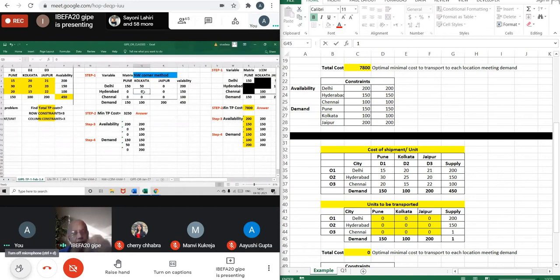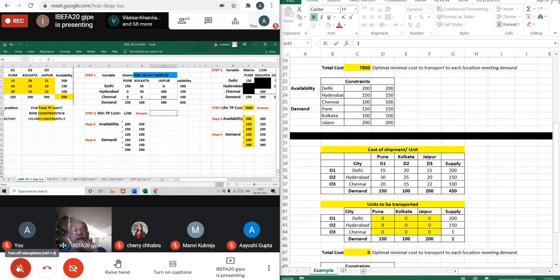That can be given from Hyderabad. And how many remaining at Hyderabad? 100. 100 can be given to Jaipur. How many more do you want for Jaipur? 100. From where can you send it? Chennai. Finished.